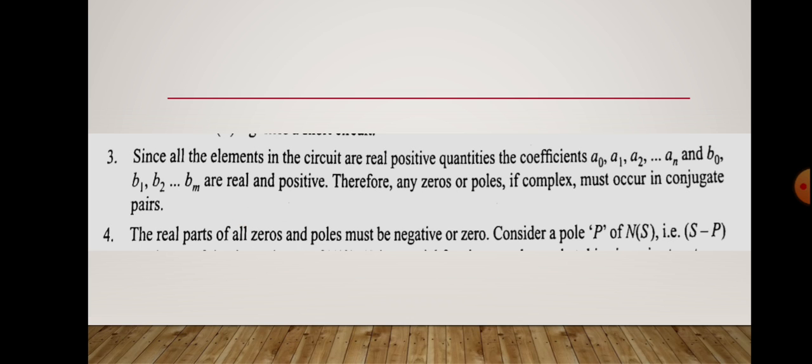So the third property of the driving point function is that since all the elements in the circuit are real positive quantities, the coefficients a0, a1, a2, etc. up to an and b0, b1, etc. up to bm are real and positive. Therefore, any zeros or poles, if complex, must occur in conjugate pairs. So this is an important property.